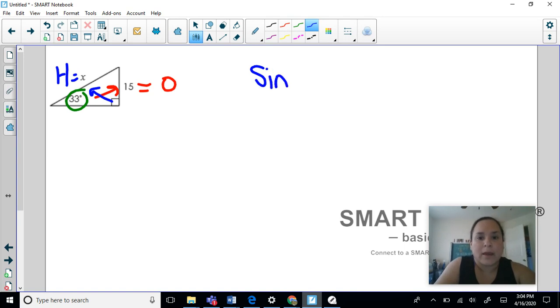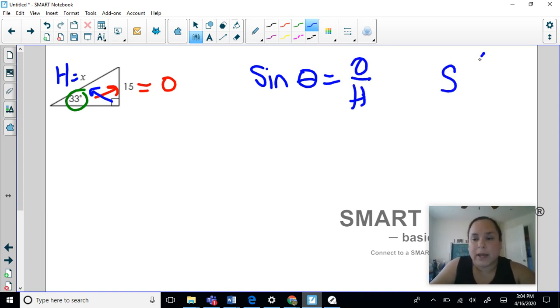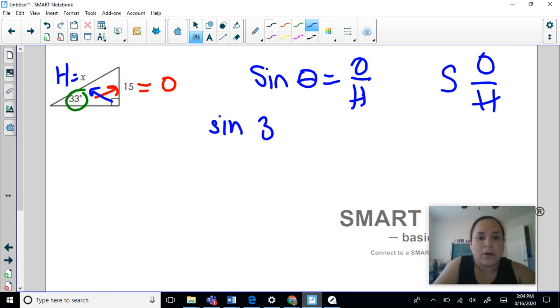And so when we think of SOHCAHTOA, the O and the H, what we're looking at is the sine of the angle is equal to the opposite over the hypotenuse, right? Or we can write it as S with O over H. So in this case, that means that we have sine of 33 degrees equals 15 over x.